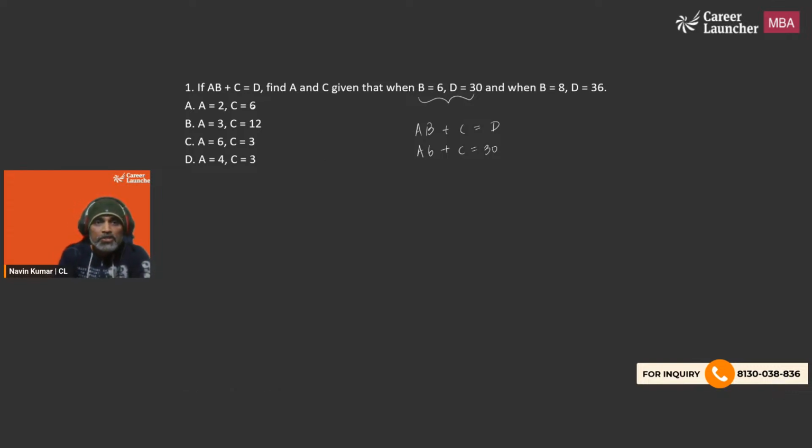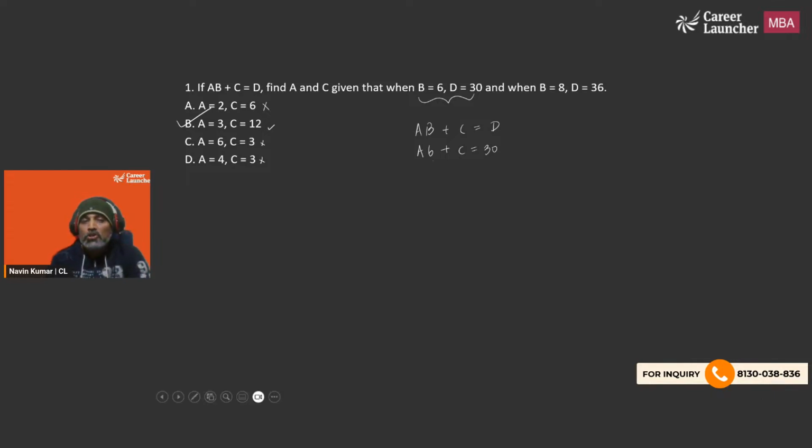So if I take A is equal to 2 and C is equal to 6, it's not going to give us a 30. If we take A is equal to 3 and C is equal to 12, it will give us a 30, but that's not necessarily the answer. There may be another combo that can give us the answer. If I take A is equal to 6, it itself is going to be 36. If I take A is equal to 4, that's 24 plus 3, that's not 30. So only option B becomes our answer.